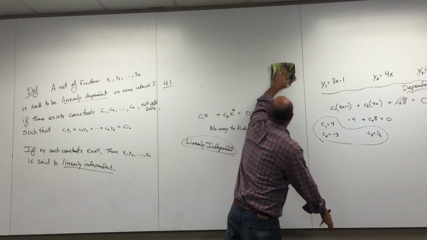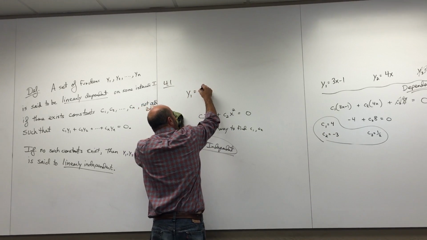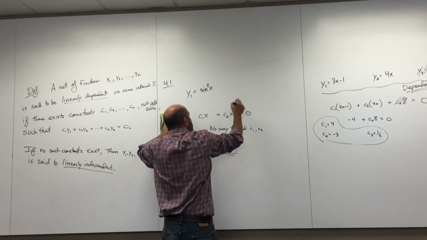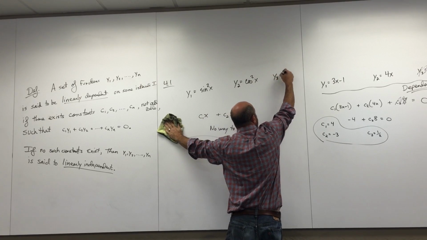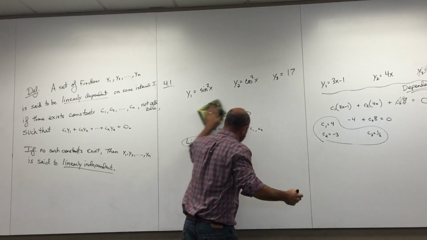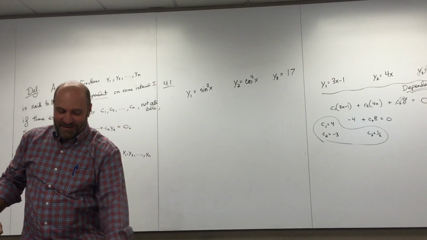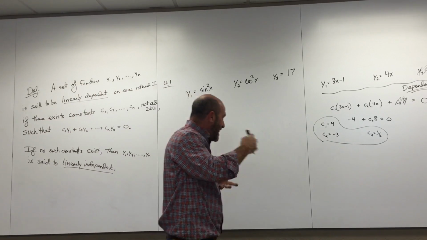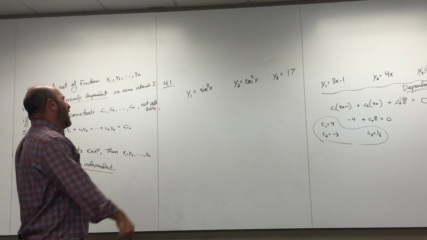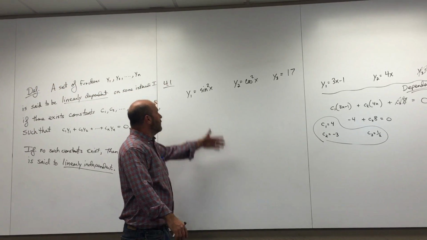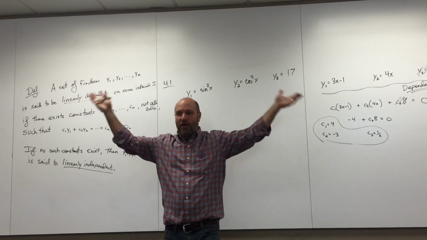Here's the classic tricky question. Watch this one: sine squared of x, cosine squared of x, and 17. What about those three? I mean, look at them. After I taught you the layman's way of thinking, I would walk in here like a layman and say, dude, those things are different, man. Sine squared, these are totally different. They're independent.